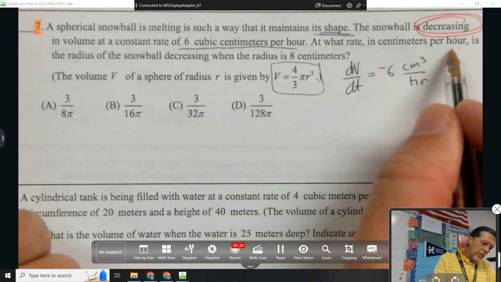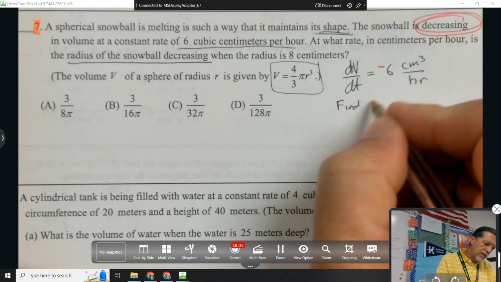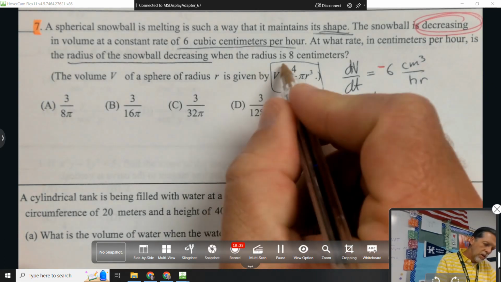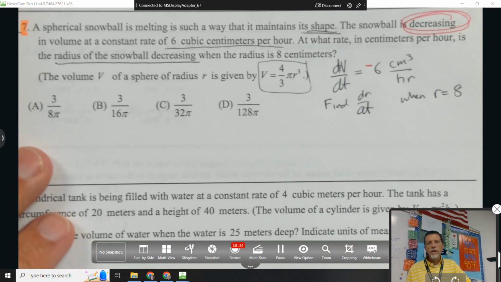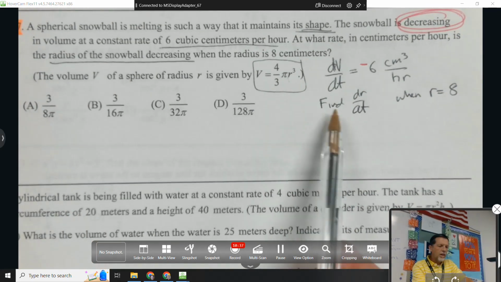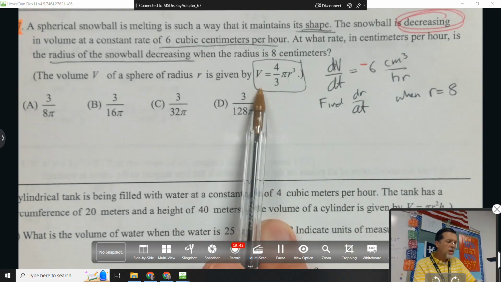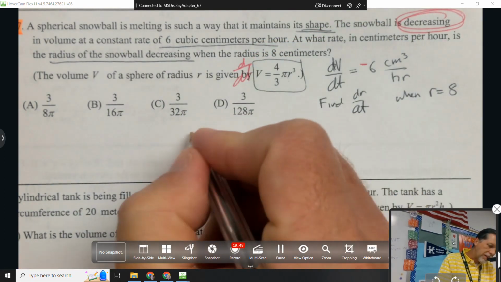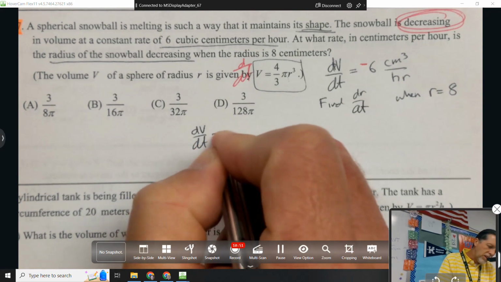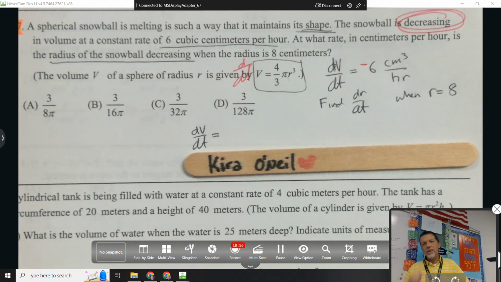At what rate, in centimeters per hour, is the radius of the snowball decreasing? So find dr dt when r equals 8. Okay, so V and r means I need an equation with V and r. They were kind enough to give us one. So let's take the derivative of this equation with respect to time. So dV dt on the left side, and on the right side, Kira, what's the derivative of 4/3 pi r cubed?